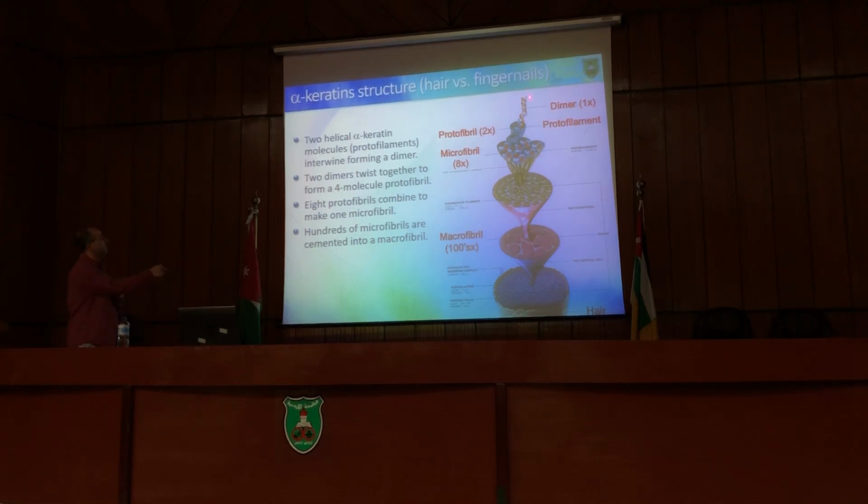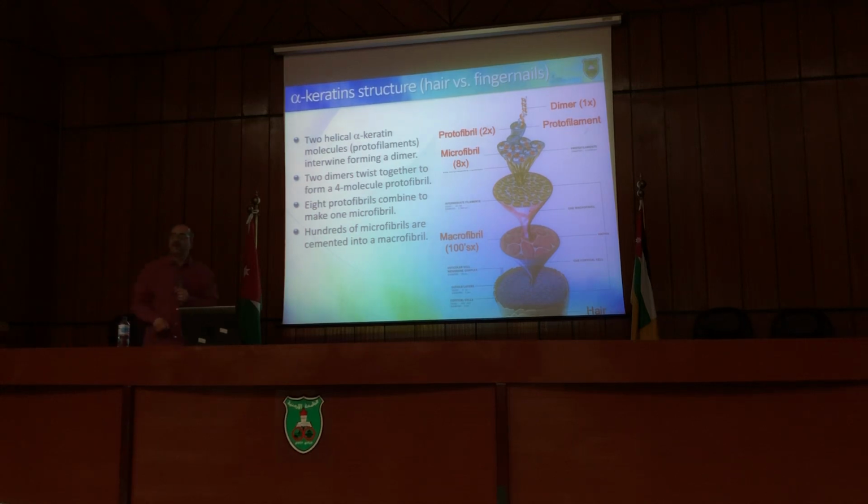So you have these 2 dimers. Two chains forming a dimer. Now when you have 2 of them together, this is known as a protofibril. When you have 8 of them, this is known as a microfibril. Now when you have hundreds of them, you have what is known as a macrofibril. And then when you have many of them, depending on the thickness of the hair, you have a single hair in here.